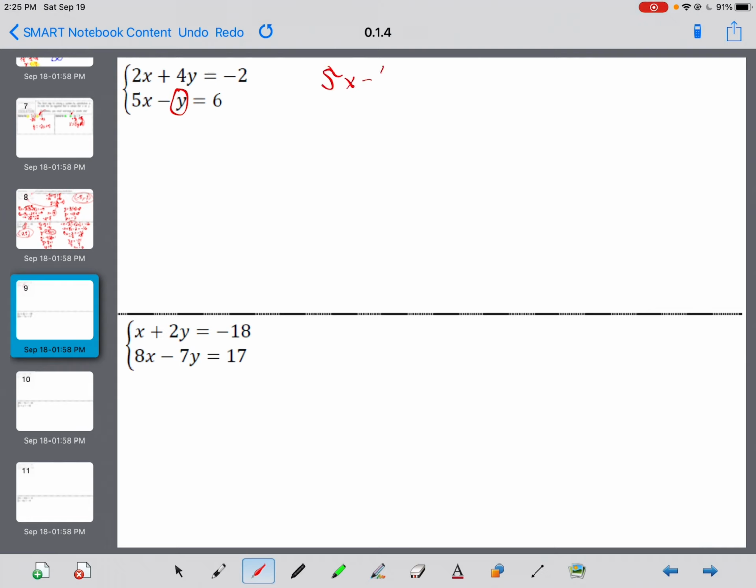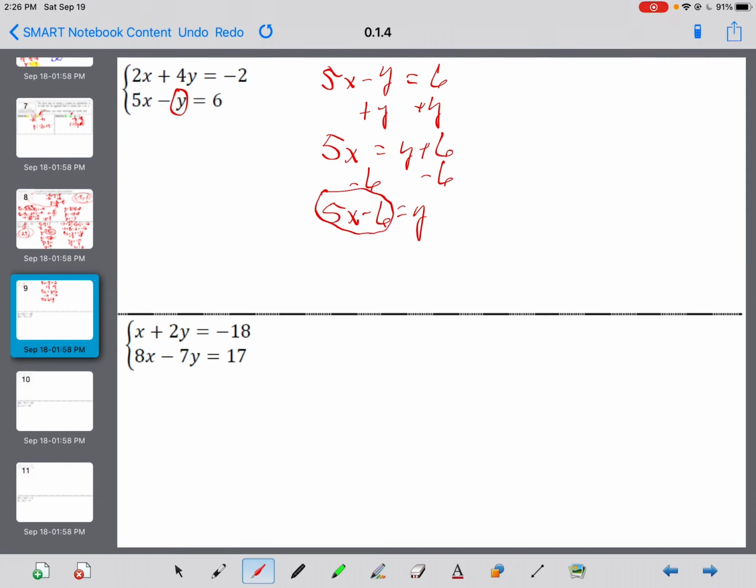So I got 5x minus y equals 6. Now, instead of subtracting 5x and dividing by a negative 1, which is a way you could do this, I'm going to say plus y. 5x equals y plus 6, and I'm going to subtract 6. 5x minus 6 equals y. Just to show you that it doesn't matter which side the variable ends up on, as long as you do the math right, do the same thing to both sides, it's going to be equal.